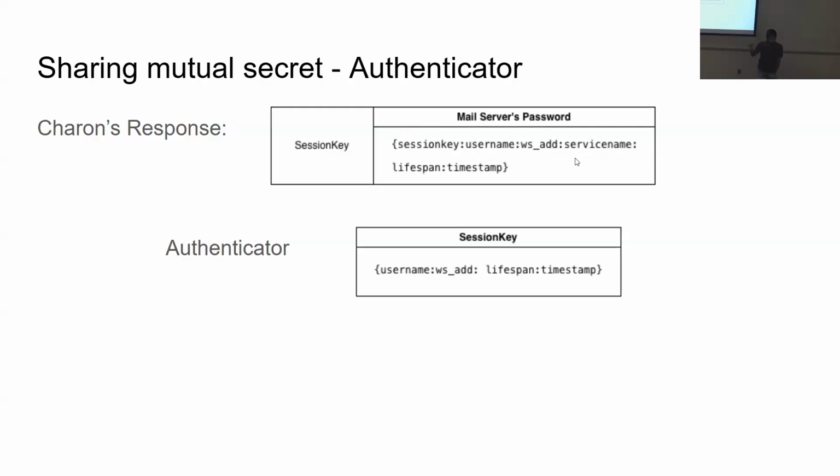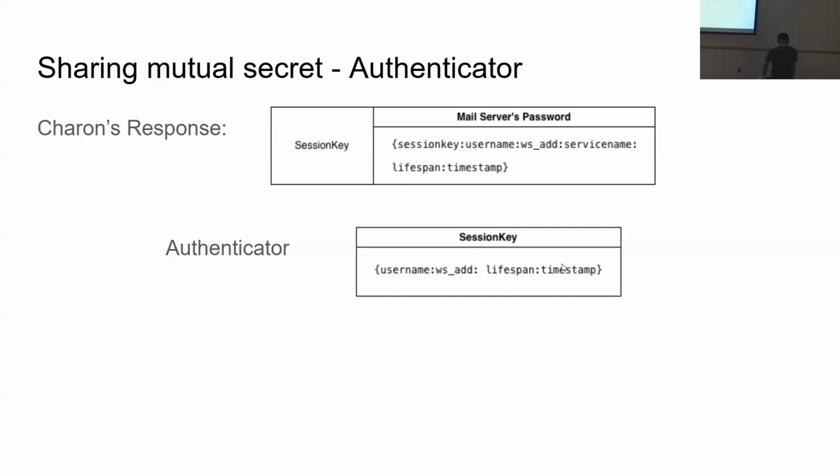service ticket to the mail server, and the mail server decrypts the session key. It can't decrypt the authenticator right away because it doesn't know what the session key is, but it does know its password, so it'll be able to decrypt this part and extract the session key from this. And then once it extracts the session key, it'll be able to decrypt the authenticator. And once it decrypts the authenticator, it'll try to tally the username and both these tickets, the workstation address, the service name, the lifespan, and the timestamp.